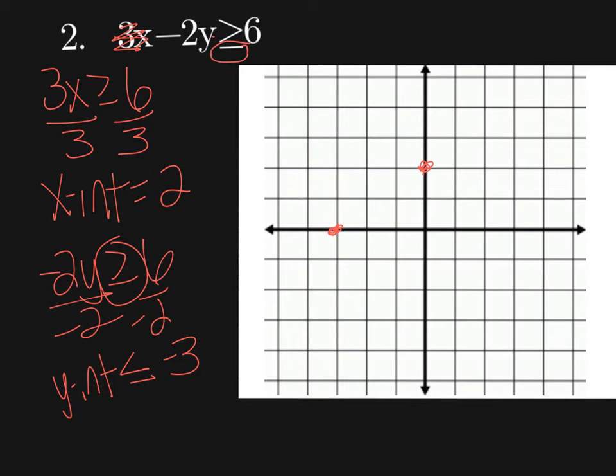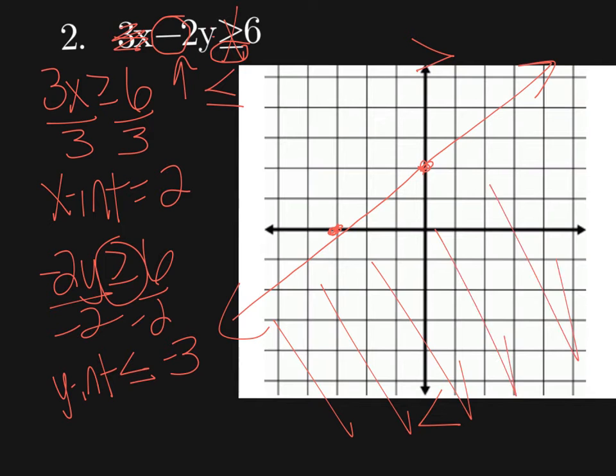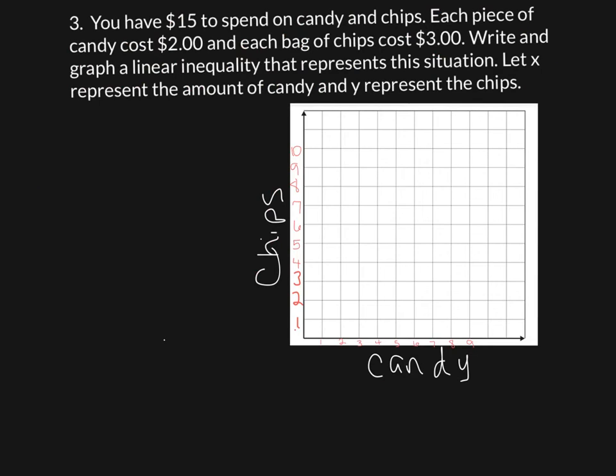Okay, and we have an "or equal to," so it's going to be a solid line. Okay, this is greater than, this is less than, but the trick here is, guys, we have a negative in front of the y, so it actually flips our inequality. It only happens when there's a negative in front of the y value. So now it's a less than, so I'm going to shade on the less than side. And there's my answer.